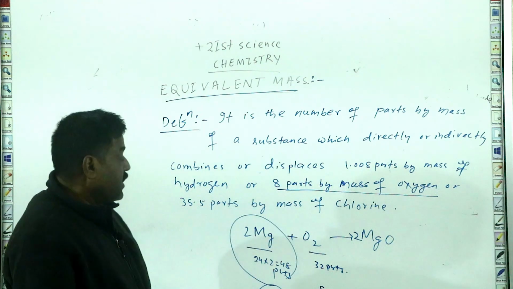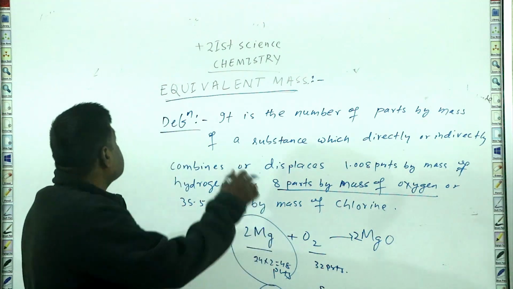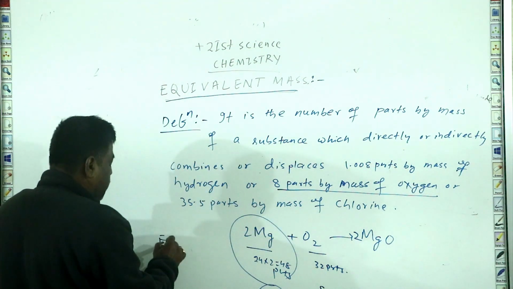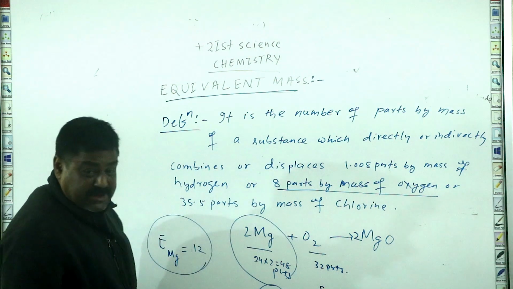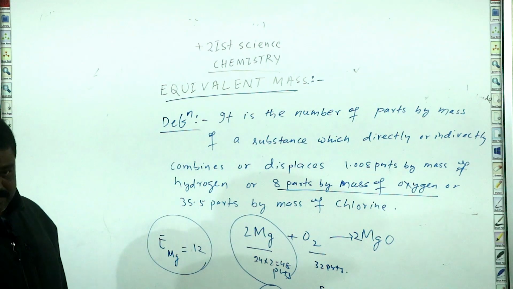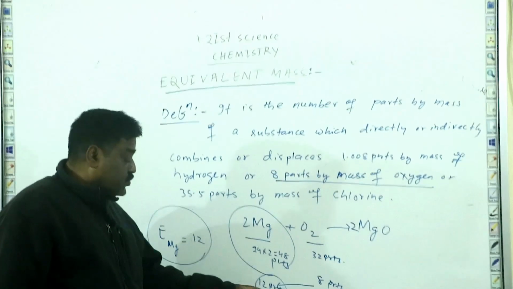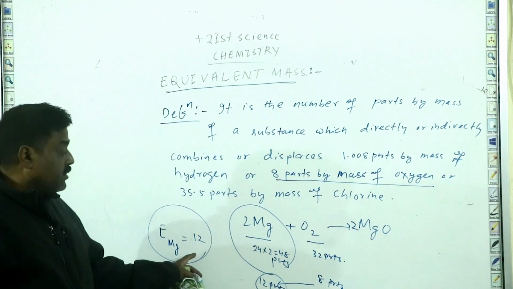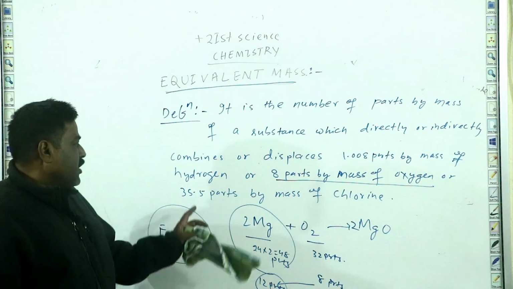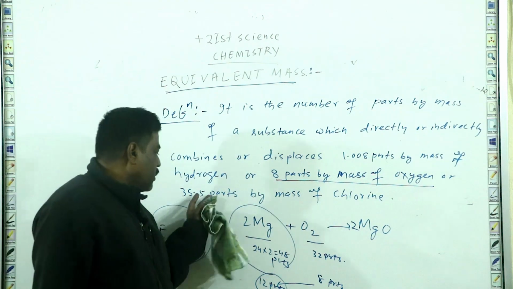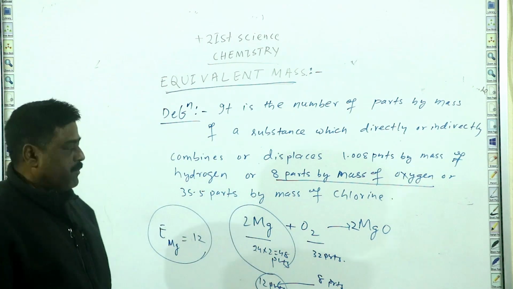So here I can say 8 parts by mass of oxygen combines with 12 parts by mass of magnesium, means equivalent mass of magnesium is equal to 12. This is the conclusion. So the equivalent mass of magnesium here I calculated, that is 12. How is it calculated? It is because it combines with 8 parts by mass of oxygen. Likewise, you can also calculate by comparing with 1.008 parts by mass of hydrogen or 35.5 parts by mass of chlorine.